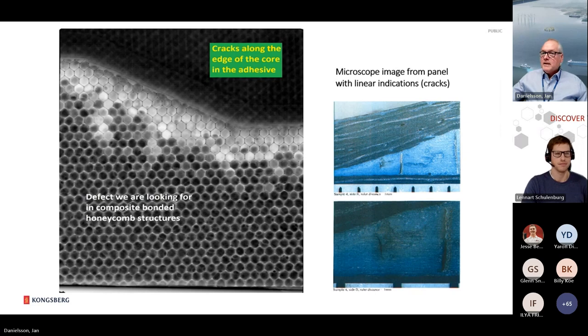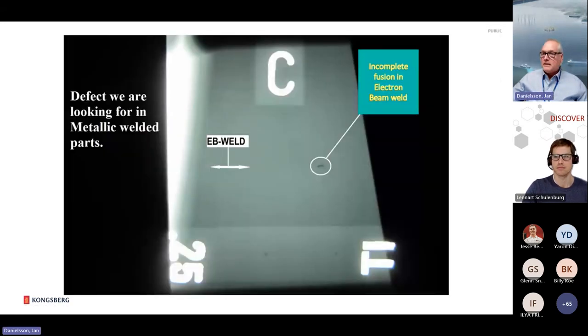This is a digital image from an inspection of a honeycomb sandwich panel with a crack along the edge of the core in the adhesive. You can see the crack here. And we have cut it up, and in the microscope you can see the cracks in the adhesive very, very clearly. And I have one more here.